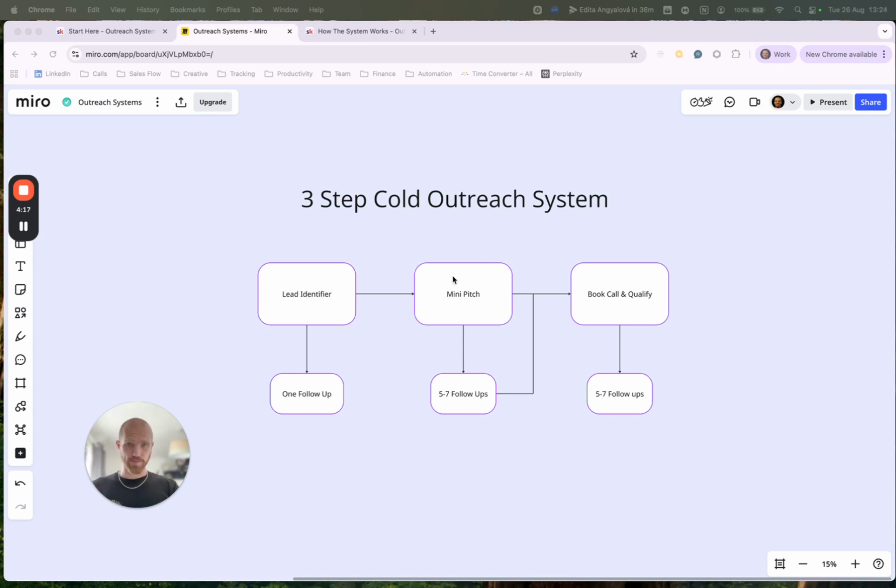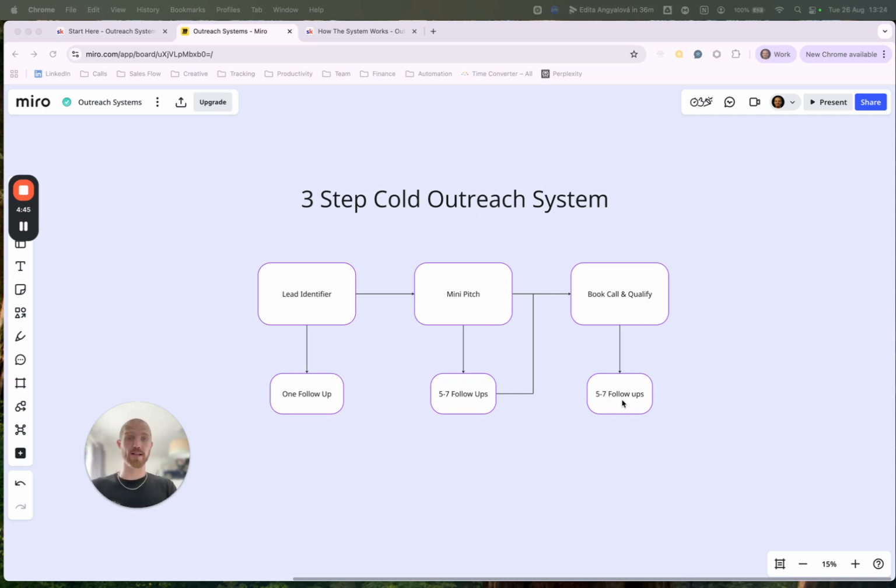Now, so the mini pitch, either they'll respond straight away and you can book the call and qualify, or they'll respond to one of the follow-ups and then you can book the call and qualify. And again, to book the call and qualify, right? So if they've said, yes, I'm open to a call, you send over a Calendly link, or you suggest some times, or you ask if you can ask them questions, and then they ghost, again, we can send 5 to 7 follow-ups. And even here, even more probably. You've probably got to like 12 follow-ups in this scenario.